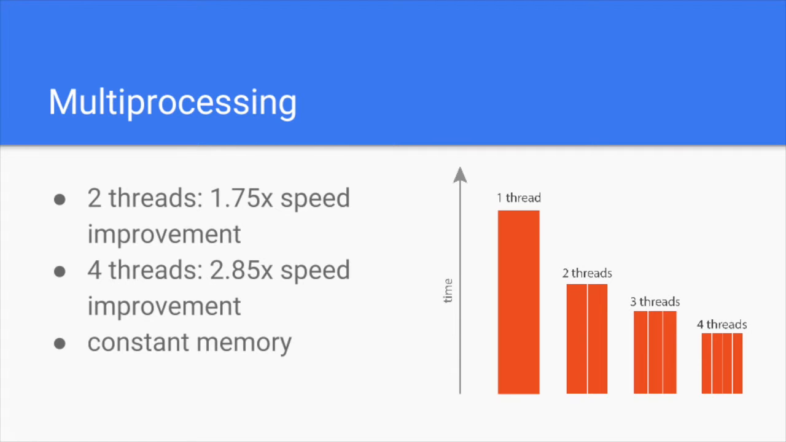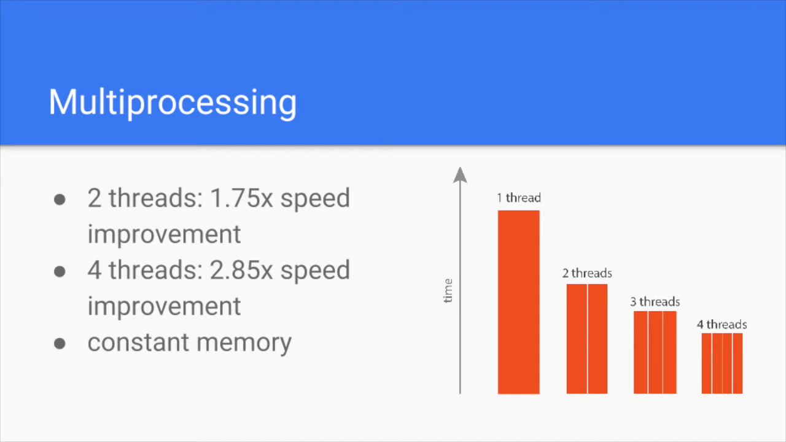Using 2 threads enables us to gain a 1.75 times speed improvement. Using 4 threads gives a 2.85 times speed improvement. The Word2Vec model doesn't use more memory when we use several threads. So, using the multi-processing abilities of the Gensim implementation of the Word2Vec model leads to a huge speed up.